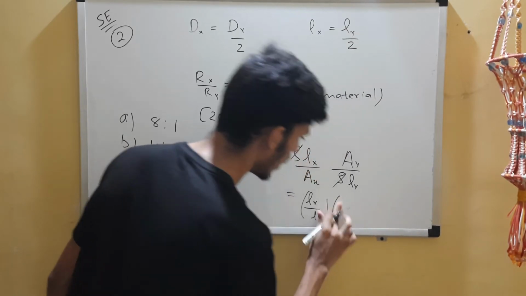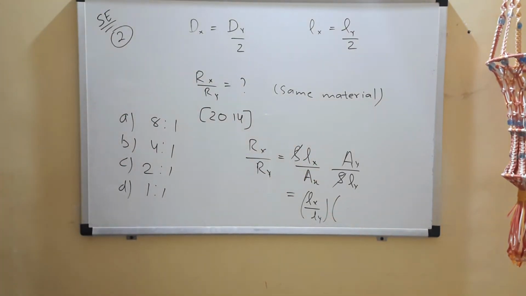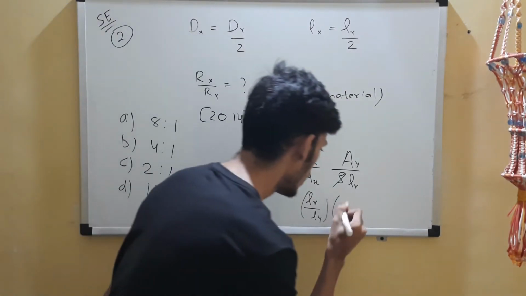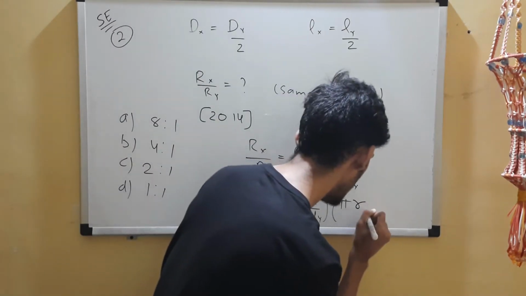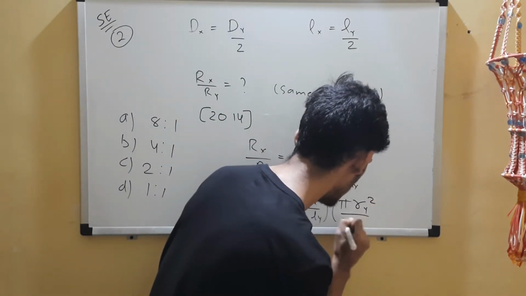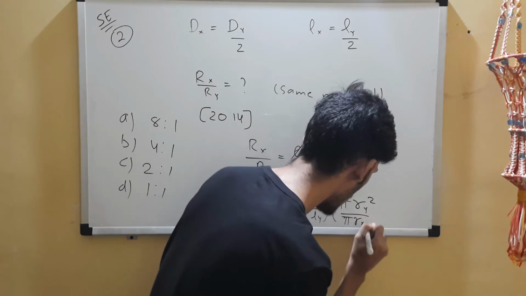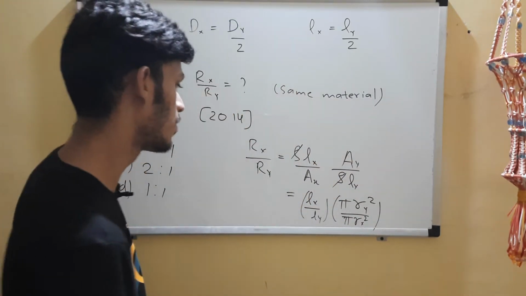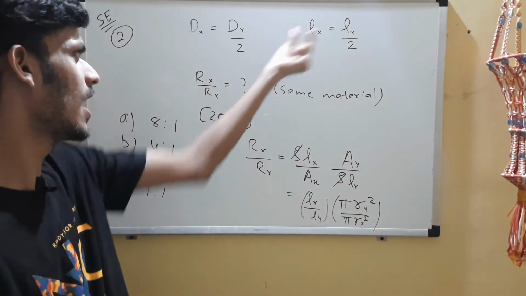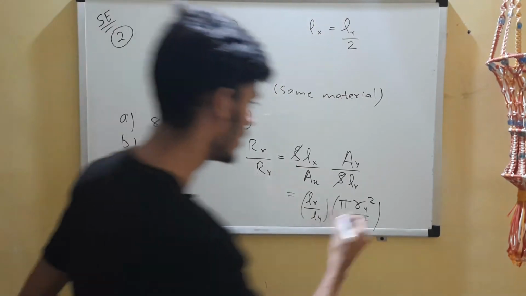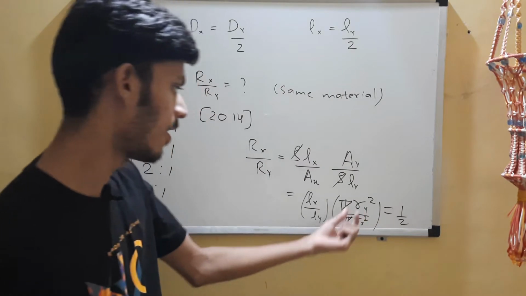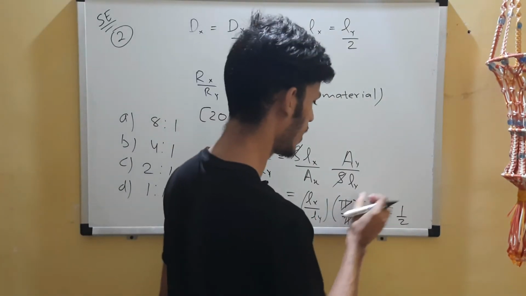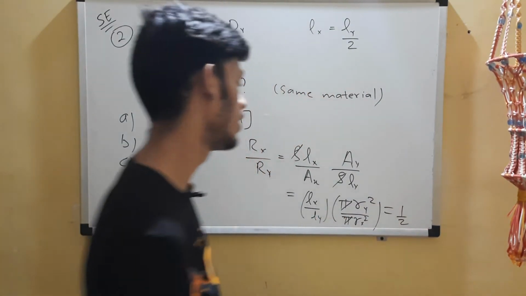Now in place of Ay and Ax you can place it in terms of radius, right? Pi r square. In place of area you can write it as pi ry square, and here pi rx square, right? So here you can see Lx by Ly is half, and here pi and pi will get cancelled, and Ry by Rx you can write it as Ry by Rx the whole square, right? You can write it that way.